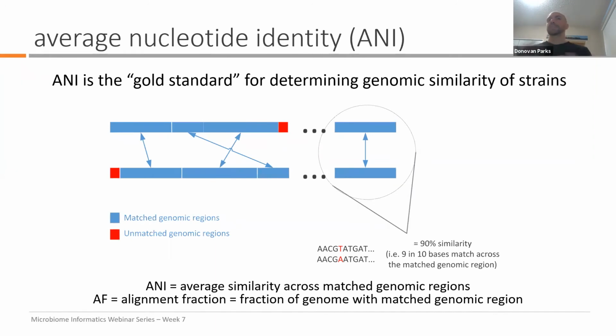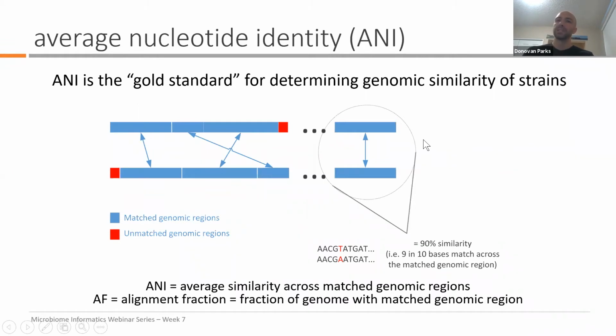Okay, so since we have average nucleotide identity as the gold standard, I wanted to briefly go over what that actual measure is. I think it's pretty straightforward to understand at a high level what is being measured here. So what I'm showing you here is just two genomes, one genome at the top and one genome at the bottom. And then these regions in blue are regions that you can match between these two genomes. So that's what's dictated by these arrows.